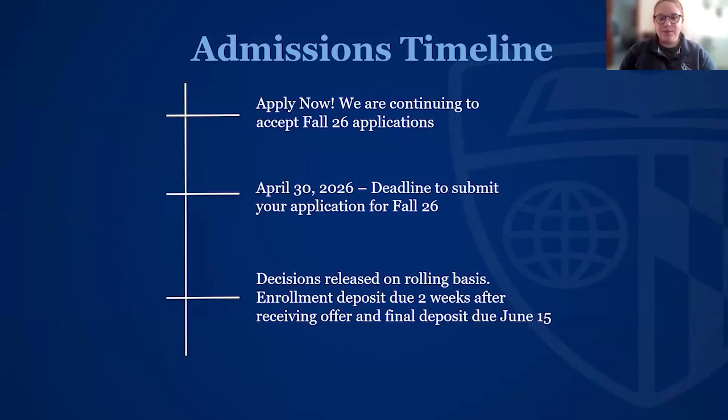This includes your transcripts or course by course evaluations, any additional letters of recommendation or exam scores that you need to submit with your submitted application. Decisions are continuing to be released. They're released on a rolling basis as you submit your application. We are releasing admission decisions. Enrollment deposits are due 2 weeks after receiving an offer of admission. And then there is an additional final deposit that is due for all students on June 15th. So just be mindful of those dates, deadlines. They are in your offer letter if you have an offer of admission. I know many of you in the audience do. That way you know you are on track to arrive on time.